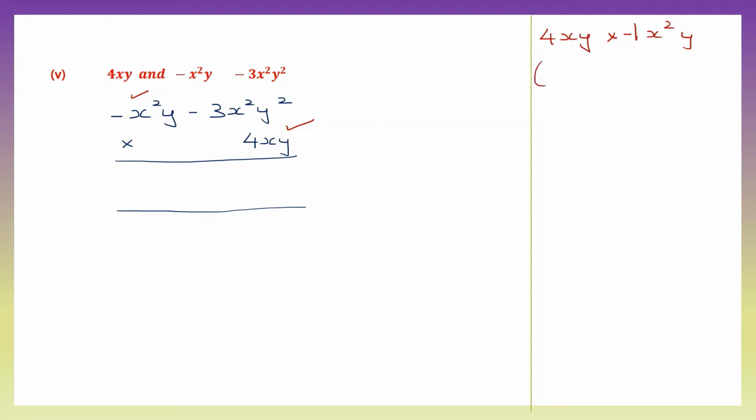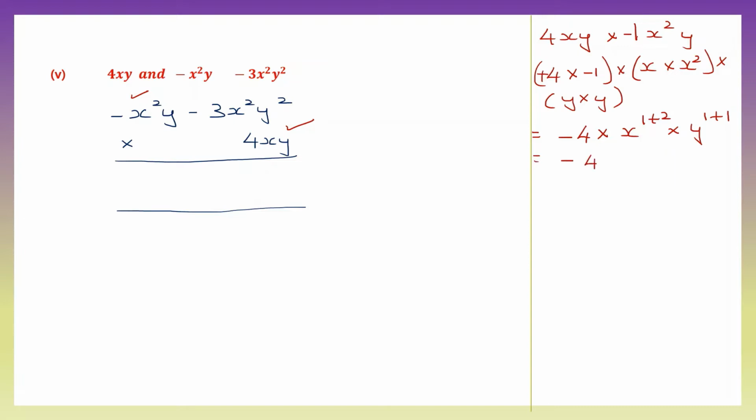Let's multiply first the numbers. 4 into minus 1 into, let's take the x into x square. Now let's take the y's, y into y. Let's multiply it all. Plus into minus is minus. 4 ones are 4 into x to the power of 1 plus 2 into y to the power of 1 plus 1. So here we get minus 4 x to the power of 3 y to the power of 2. So we've got minus 4x cubed y square. So we finished with this. Now we're going to go on to this portion.